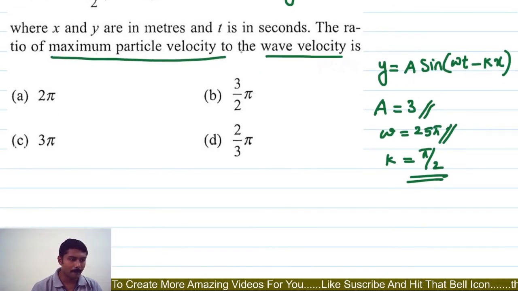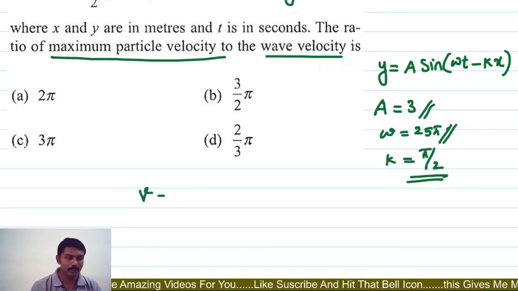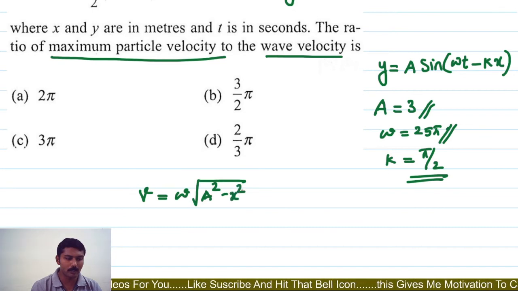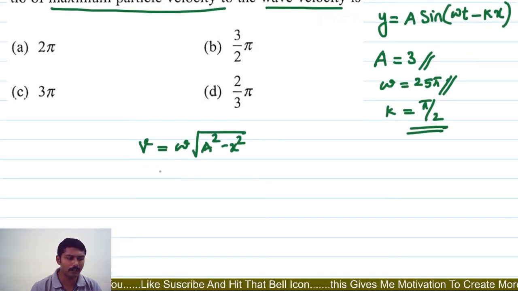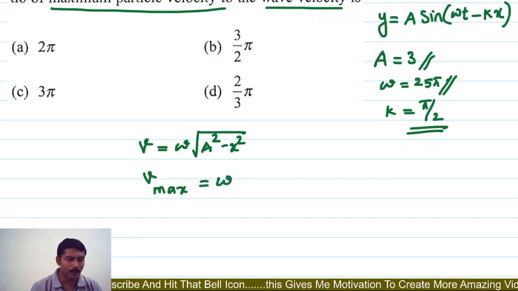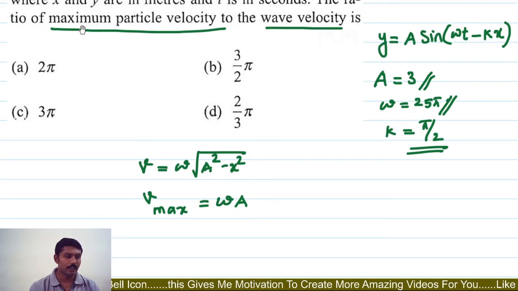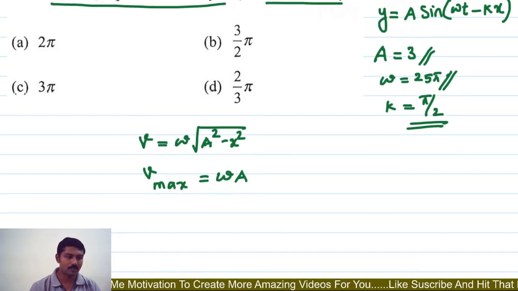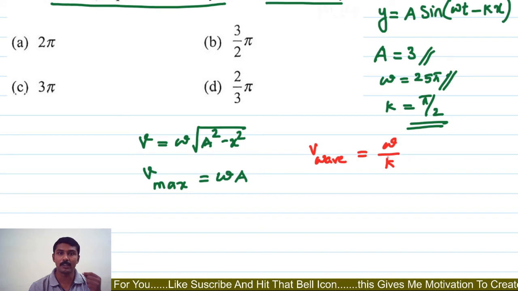So what's the question? The maximum particle velocity. I told you the equation for velocity of the particle: v is equal to omega into square root of amplitude square minus displacement square. The maximum particle velocity definitely will be omega times A, where x is equal to 0. The question is to calculate the ratio of the maximum particle velocity to the wave velocity. Now what will be the wave velocity? Wave velocity will be equal to omega by k.